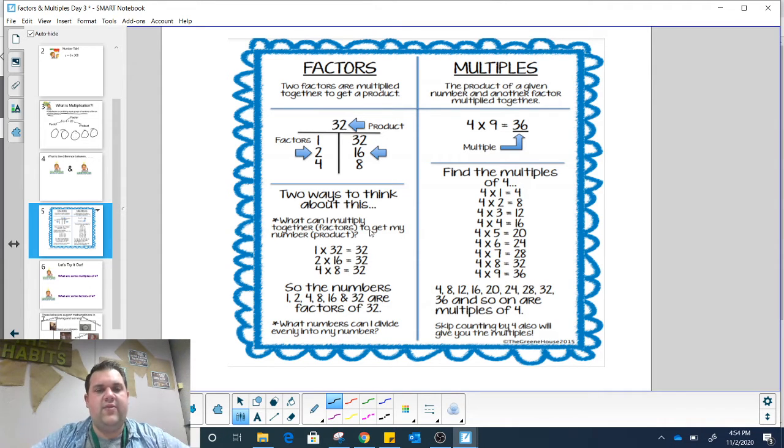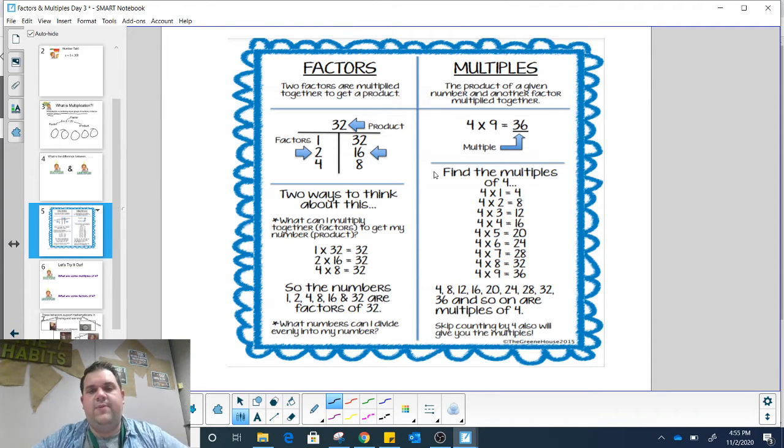So here's some ways that we can think about this. When you can multiply a number to get the product, then you are talking about factors. So the numbers 1, 2, 4, 8, 16, and 32 are all factors of 32. Now multiples are a little bit different. Multiples are the product of a given number and another factor multiplied together. So when we think about multiples, we're thinking about one factor staying the same. And the multiples are the products of that factor staying the same.